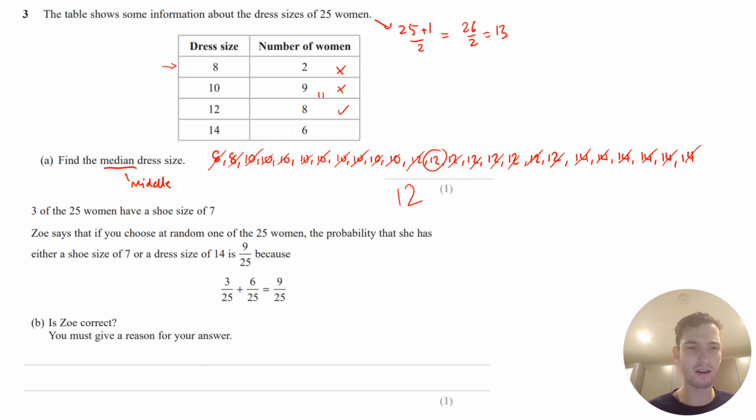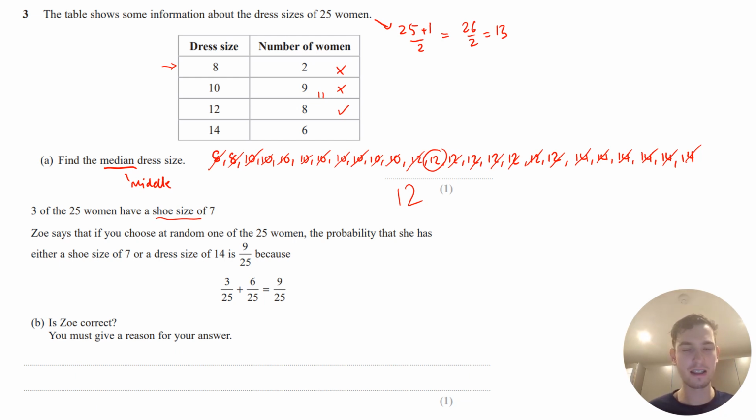And then part B is a bit of a funny one. It says 3 of the 25 women have a shoe size of 7. And then Zoe says that if you choose at random one of the 25 women, the probability that she has either a shoe size of 7 or a dress size of 14 is 9/25. Is she correct? Well, I know that when I'm choosing one piece of data or another, I do add the probabilities, which is what I've got here. But I don't think that in this case is right.